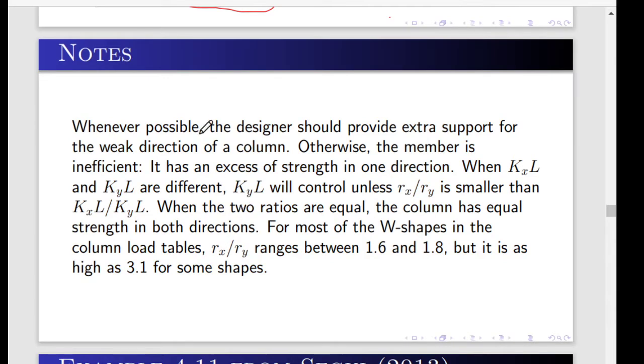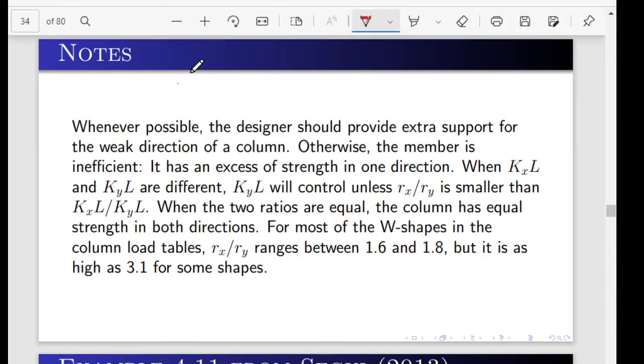So let's continue. We have here notes. Whenever possible, the designer should provide extra support for the weak direction of a column. Otherwise, the member is inefficient. It has an excess of strength in one direction when the KXL and KYL are different.